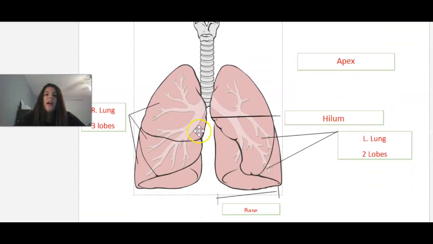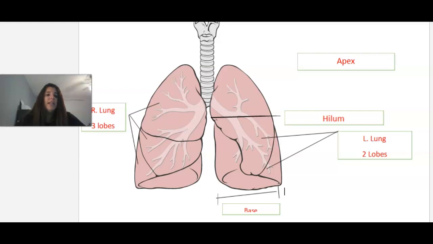So looking at the lungs, you have two lungs in your body, a left and a right lung. And this is going to be arranged opposite of the heart. So the apex is going to be the top part here. The base is going to be at the bottom. And then inside this indentation is called the hilum. You have two lungs, right and left. They are not the same size.